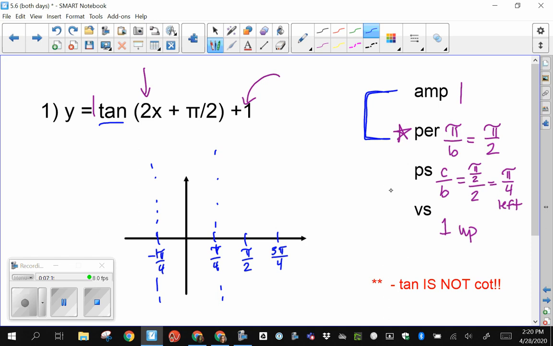I'm going to do some looking ahead. Eventually my phase shift is going to take this thing to the left, pi over 4 units. So I'm actually going to add one more label, one more increment of pi over 4, which would be negative pi over 2 to the left. Okay? All right, so tangent starts low and goes high.